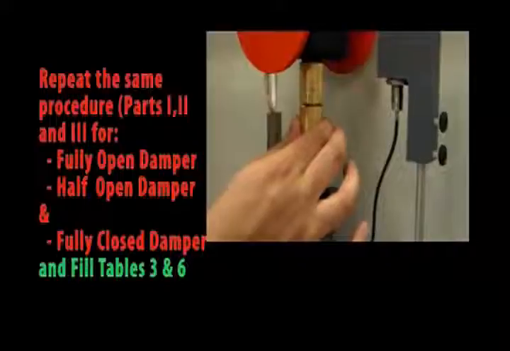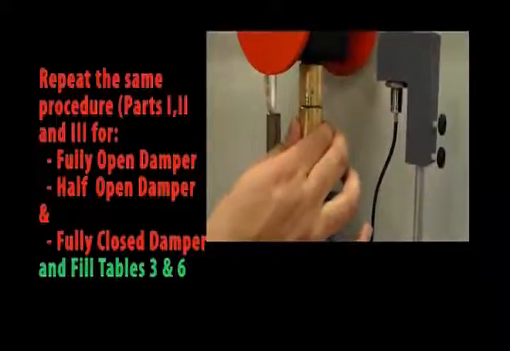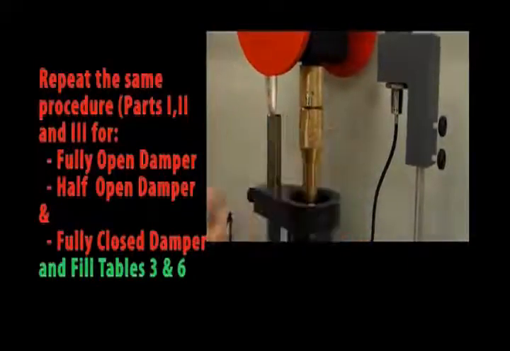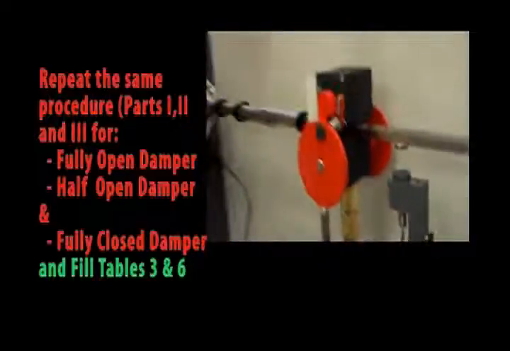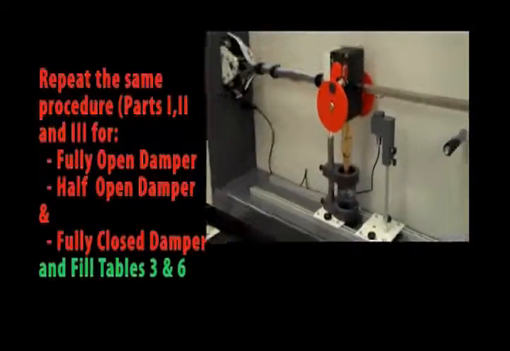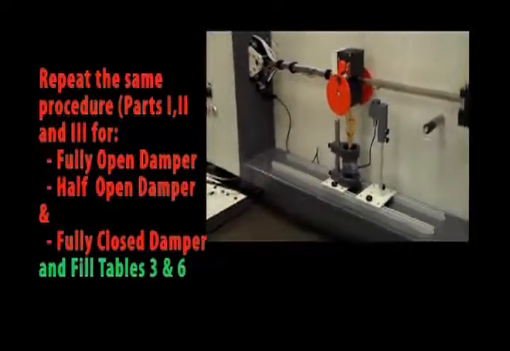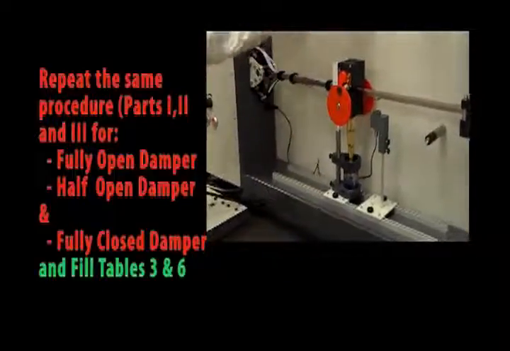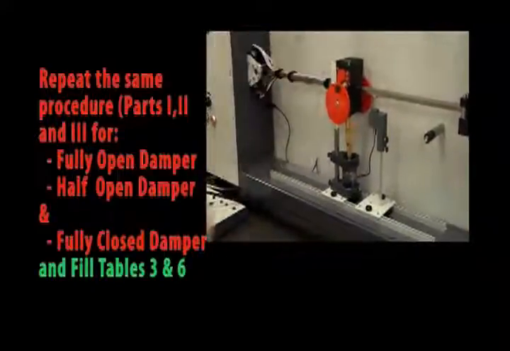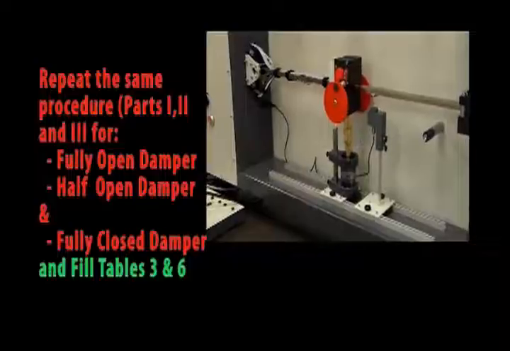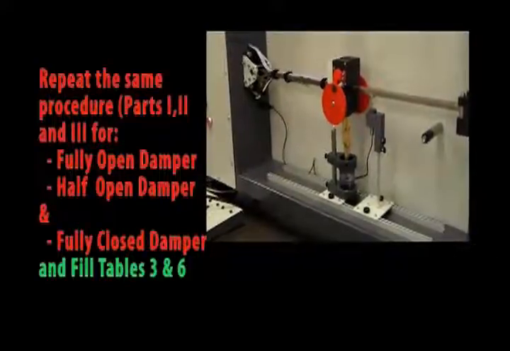Repeat the same procedure, parts 1, 2, and 3, for fully open damper, half open damper, and fully closed damper, and fill in Tables 3 and 6. Please note that for each case, we have new values of natural frequency and damping ratio. Save your previous work and make a new file for each new case using VDAS.